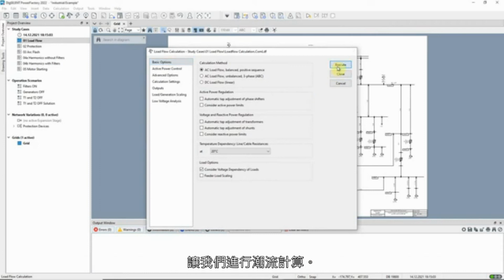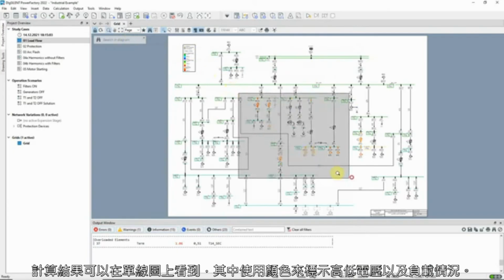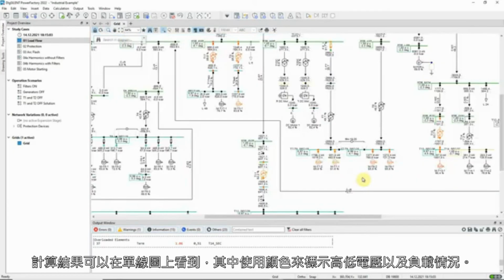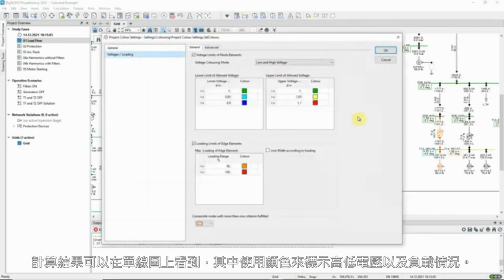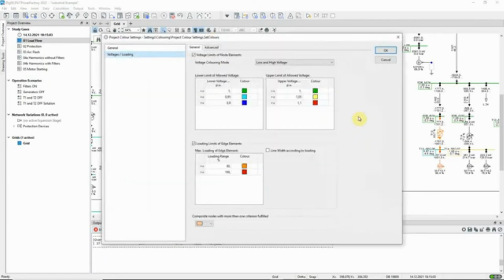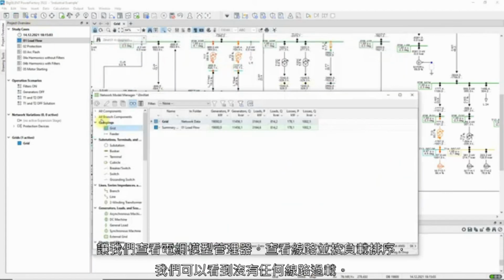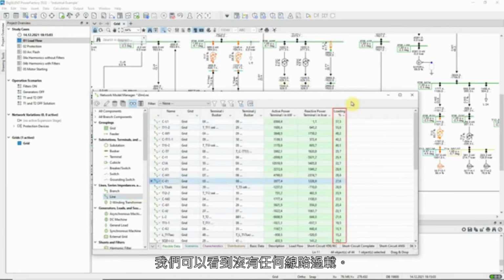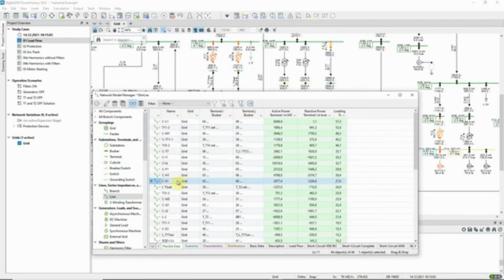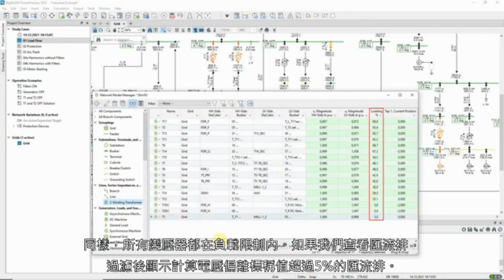Let us run the load flow calculation. The results can be seen on the single-line diagram, which has been colored to indicate low and high voltage and loading. Let us look in a network model manager. Looking at the lines, and sorting by loading, we can see that none of the lines is overloaded. Similarly, all the transformers are within their loading limits.